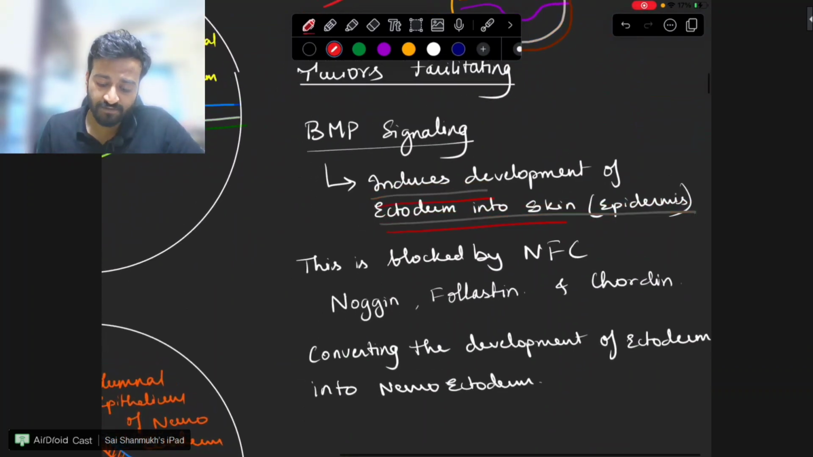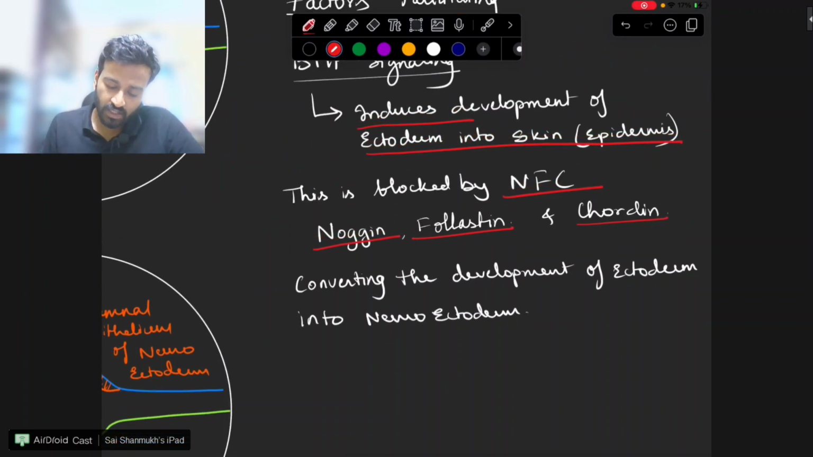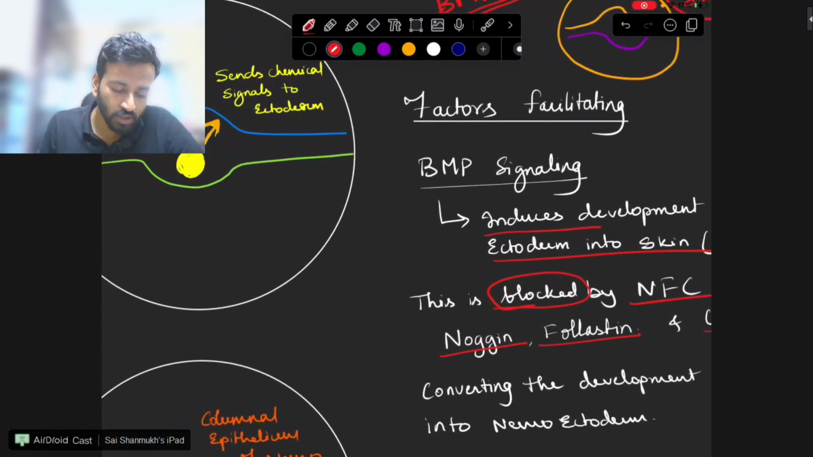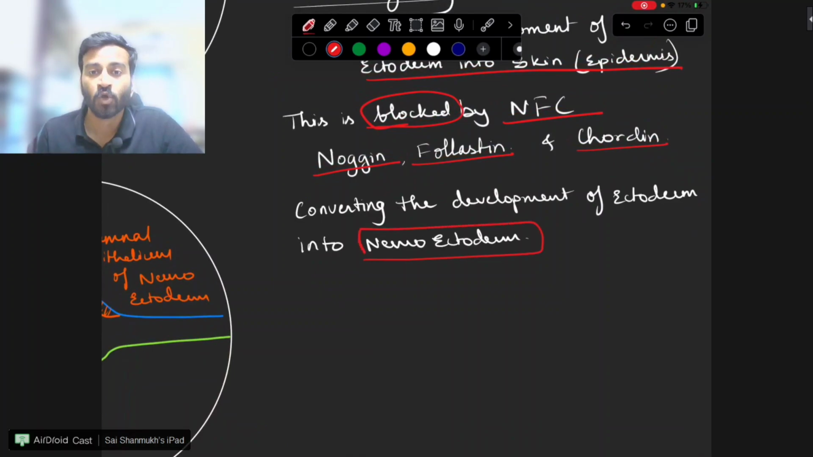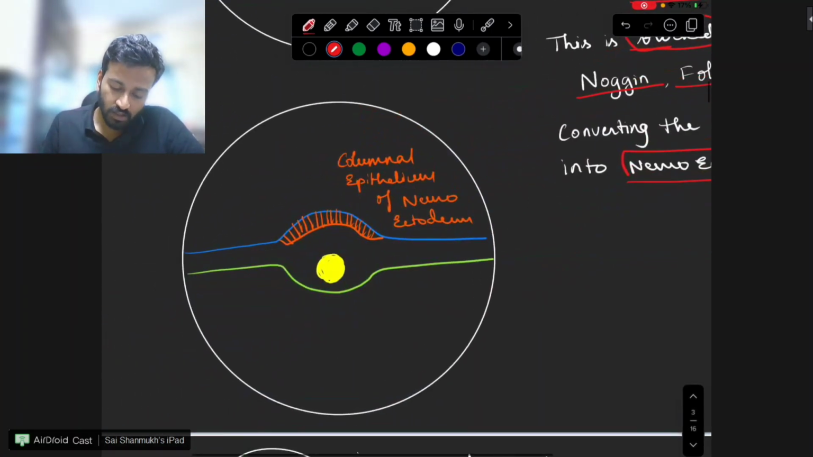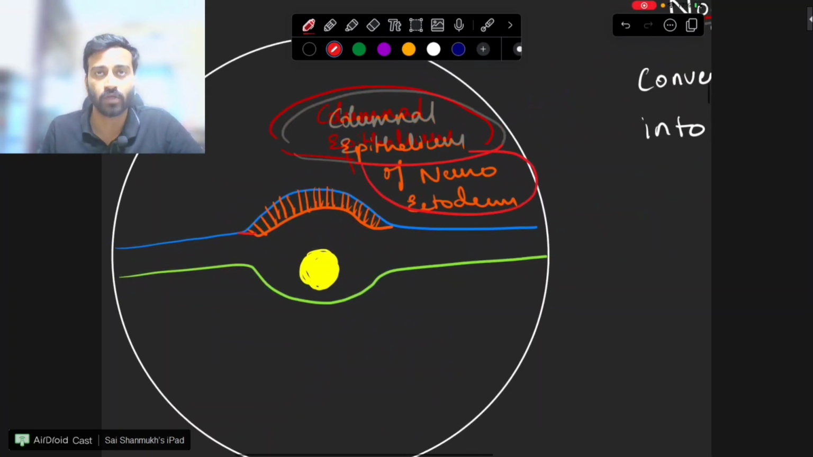So what happens? There are some factors produced. These are called NFC factors, that is noggin, follistatin, and chordin. These factors block the development of ectoderm into skin, and they induce development of neuroectoderm. Neuroectoderm development needs a special chemical. From here, this will cause differentiation of this ectodermal epithelium into columnar epithelium to form neuroectoderm.